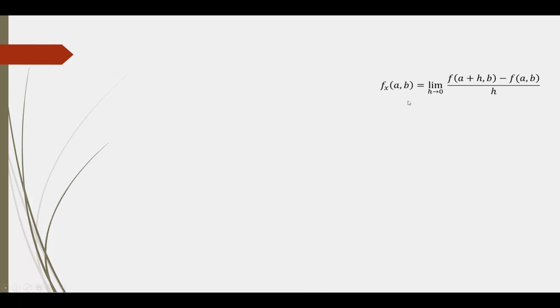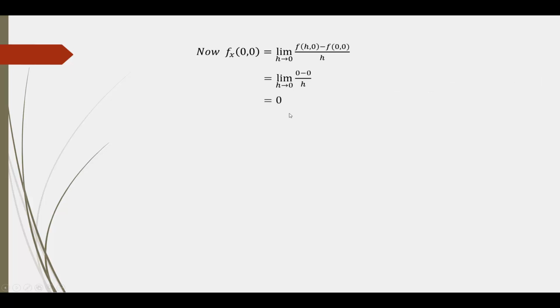We know the definition of fx(a,b) is the limit as h tends to 0 of f(a+h,b) minus f(a,b) upon h. Put a is 0, b is 0, so fx(0,0) equals the limit as h tends to 0 of f(h,0) minus f(0,0) upon h. We know the function f(x,y) is xy upon square root of x squared plus y squared, so with y equal to 0, f(h,0) is 0. f(0,0) is 0, so 0 upon h equals 0.